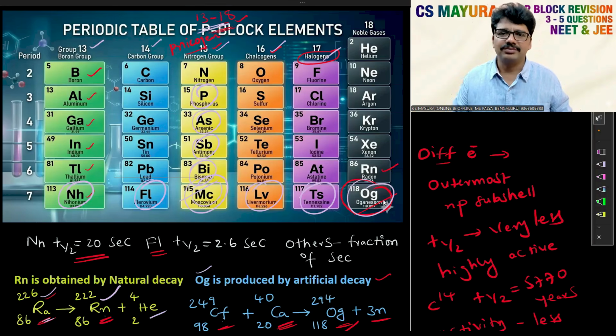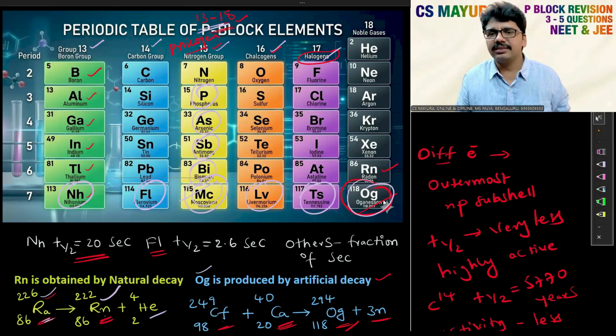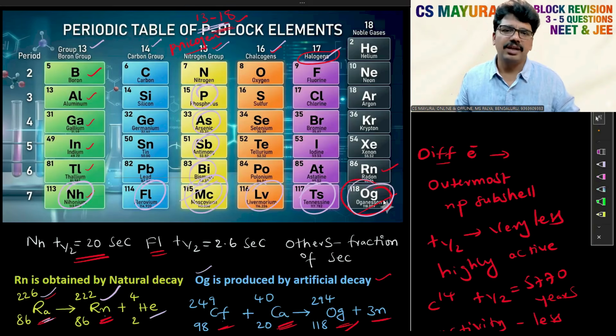Radon is one of the noble gas elements. It is coming from radium with natural disintegration. And oganesson is the last element of noble gases. It is coming from artificial disintegration of californium with calcium. When californium is bombarded with calcium, it is producing oganesson and neutron particles along with some radiation. This is artificial decay. So here the important point is oganesson is coming from artificial disintegration of californium and calcium, and radon is coming from natural disintegration of radium.